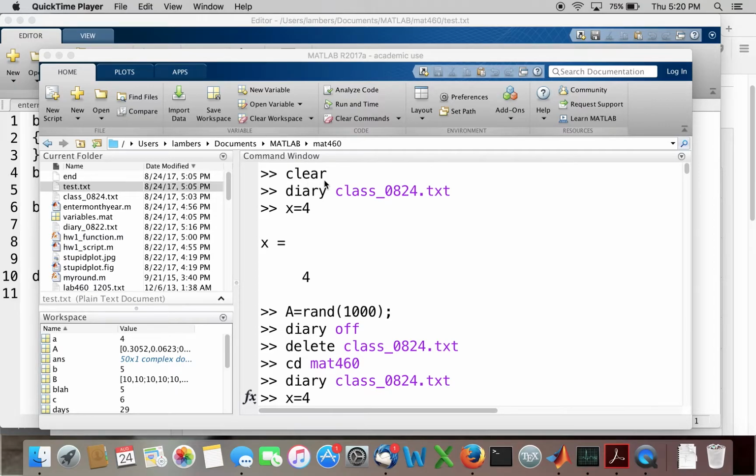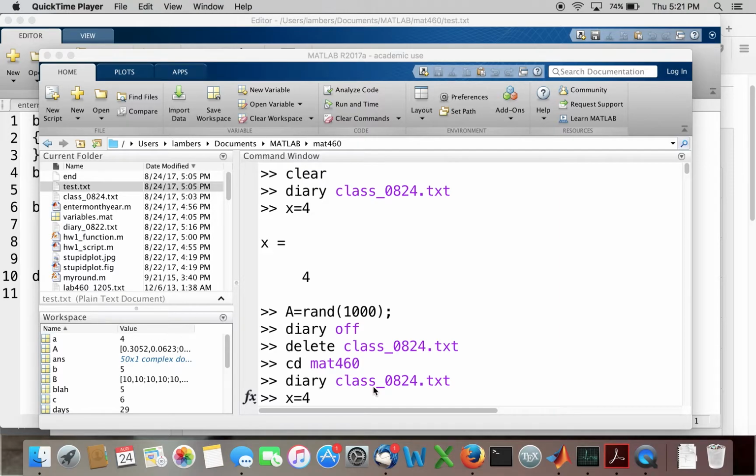Here I've used the clear command to clear any variables that I had at the time, and that removes them from the workspace that's down here, and I'll talk more about that command a little later. Then I started a diary for today's class, created a couple of variables, and then turned the diary off, and then I can use the delete command from within MATLAB to delete the file. I needed to do that earlier because I was in the wrong directory. I was in the Matlab folder before. I needed to be in my Math 460 folder. So then I used the cd command, change directory, to change to the Math 460 subdirectory.